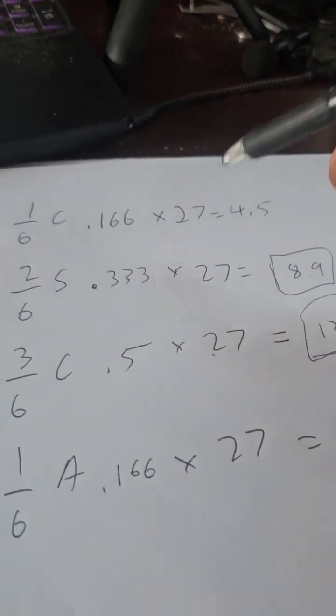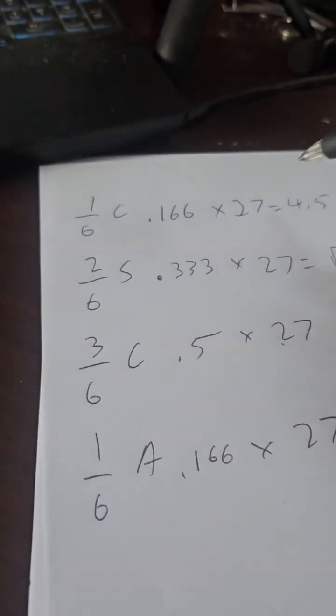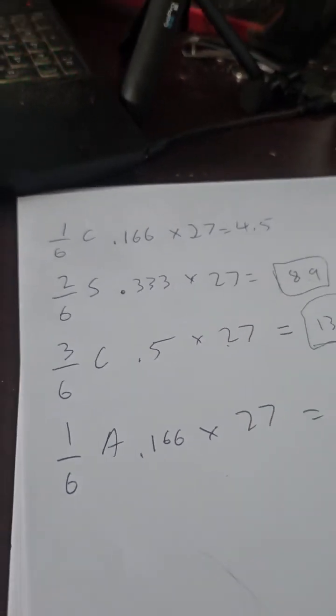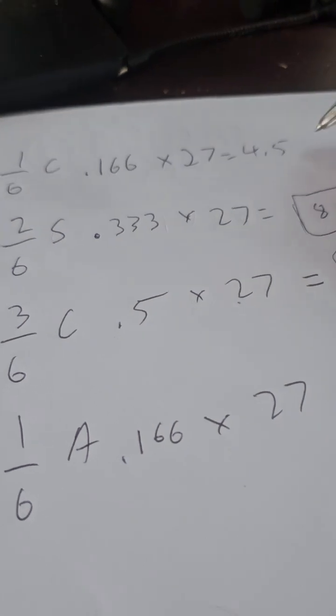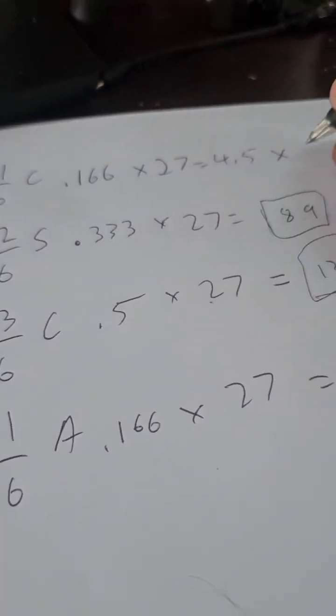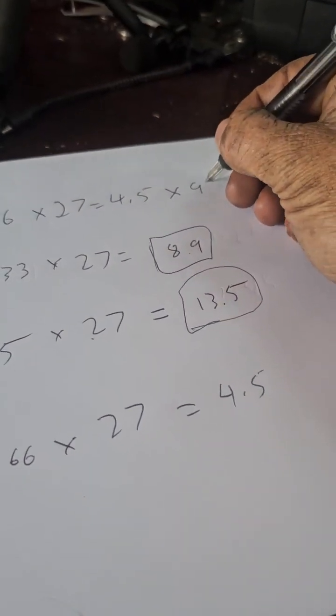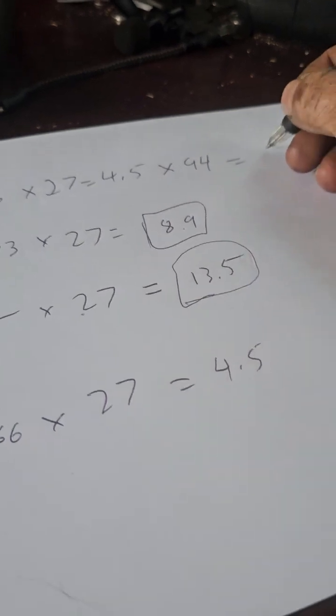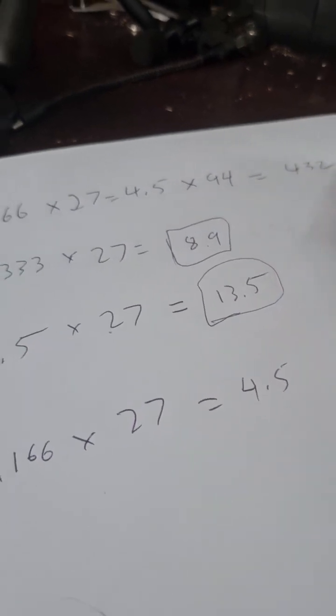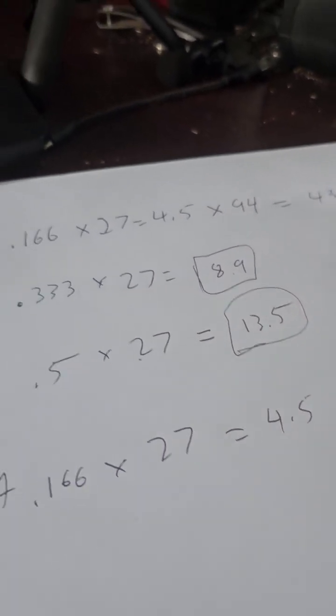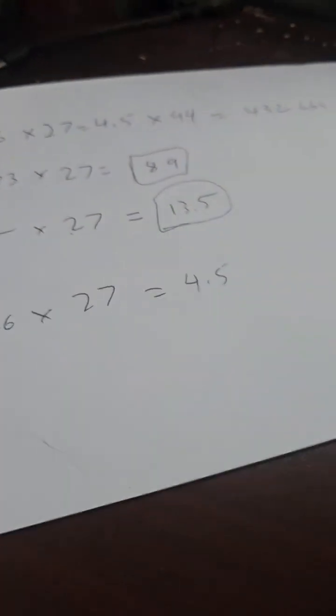Now, your cement mix you usually buy in pounds. Remember, I told you there are 94 pounds per cubic foot, so we multiply 4.5 times 94, which equals 432 pounds of cement mix.